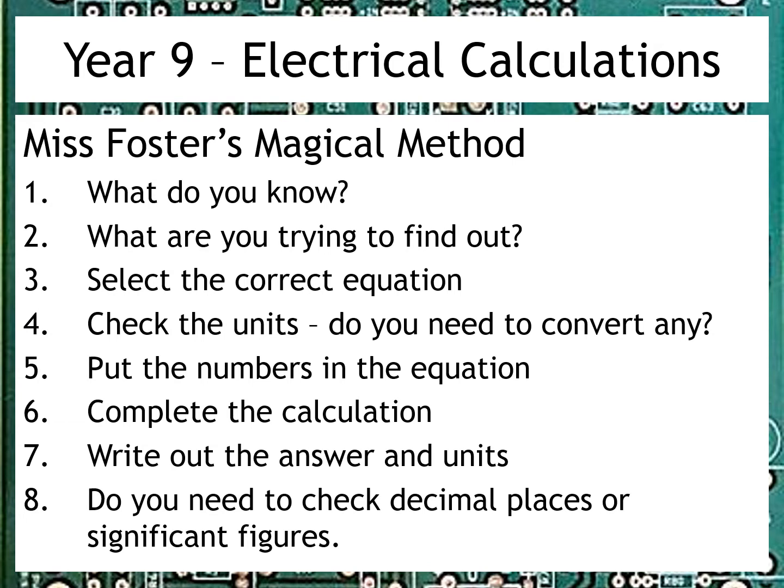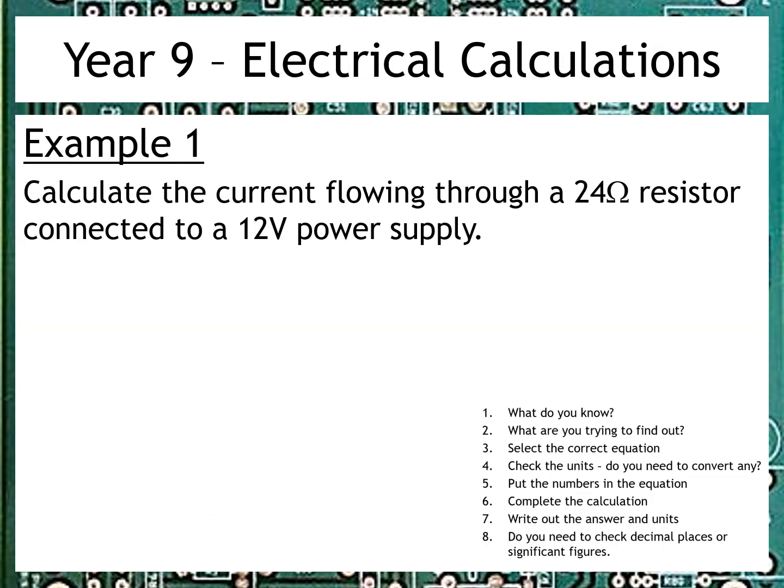Finally, you may need to check to see if you have to do anything particular with decimal places or significant figures. Let's look at this example where we're going to calculate the current flowing through a 24 ohm resistor connected to a 12 volt power supply.